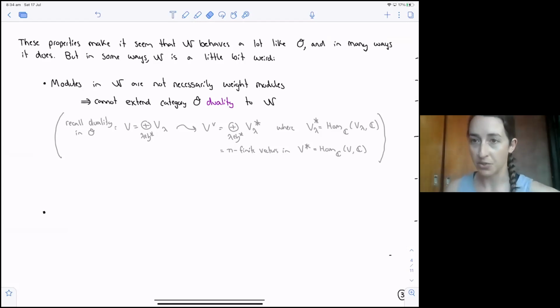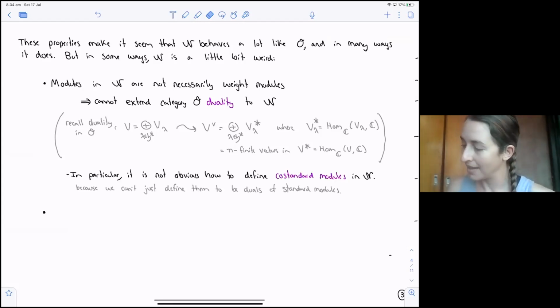And this builds for us a dual module in our same category. So we have some nice procedure where we can define duality quite explicitly, but the duality depends in an essential way on having finite dimensional weight spaces, which we don't have in category N. And so there's not a natural way that we can extend this. And a consequence of this is that it's not obvious how we can define co-standard objects in our category.